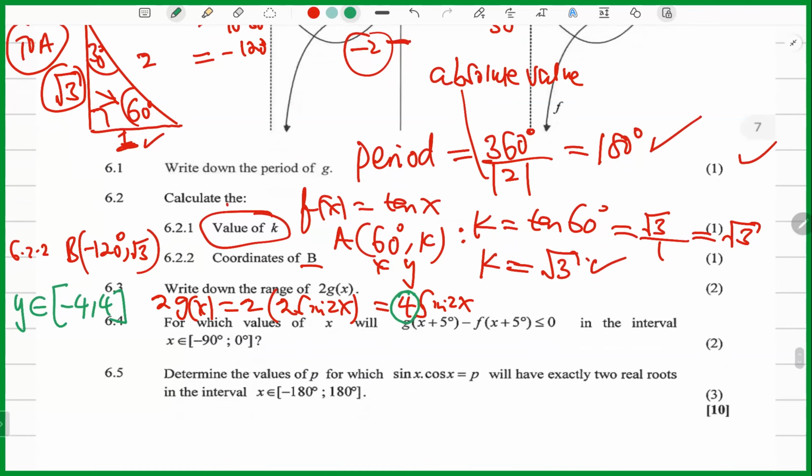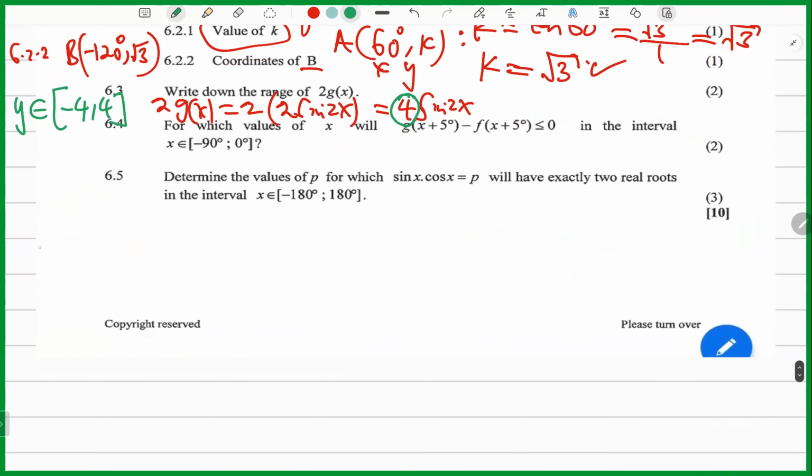Okay, but there are different ways of doing that. Like if you look at 6.3, somebody can look at the function g of x and say the range is the following. You can say the range for g. So you do this.